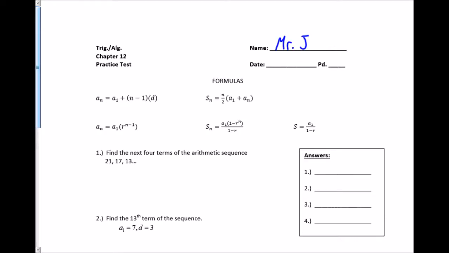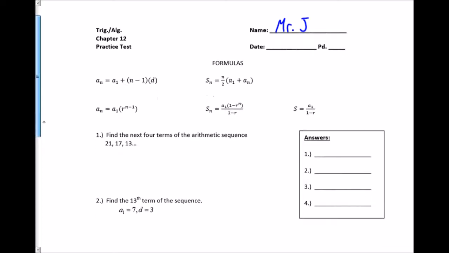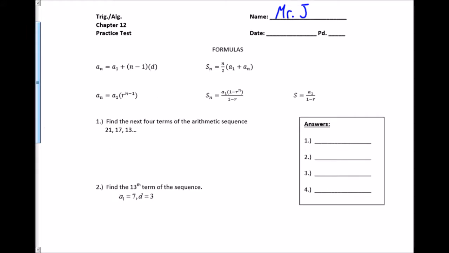If I take a look at this first one, it's asking me to find the next four terms in the arithmetic sequence. And arithmetic means I'm adding the same thing each time. In this particular case, it looks like I'm subtracting a 4, which means I'm adding a -4 each time. So I just continue to add the -4. That's going to give me a +9, then a +5, then a +1, and then a -3. Okay, so those are my next four terms.